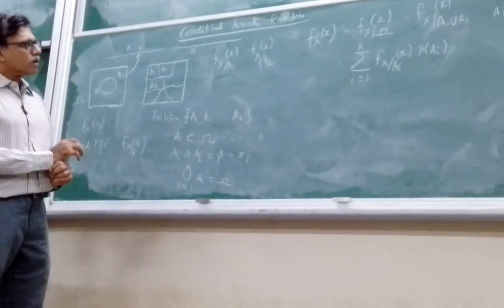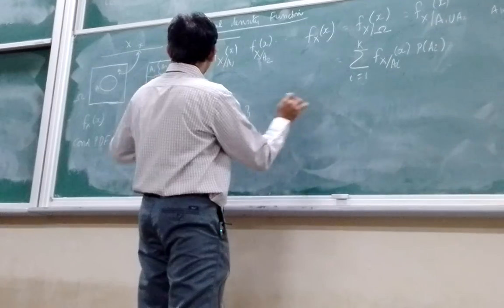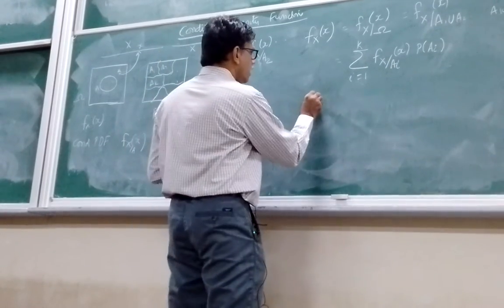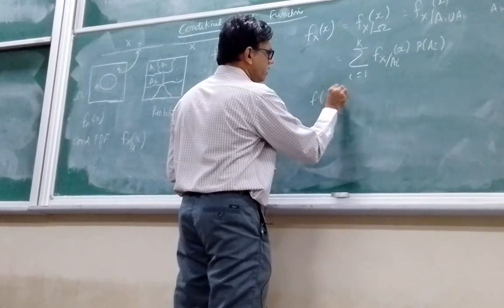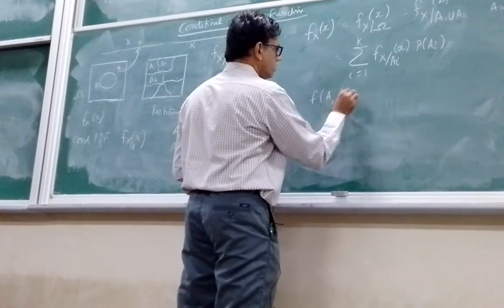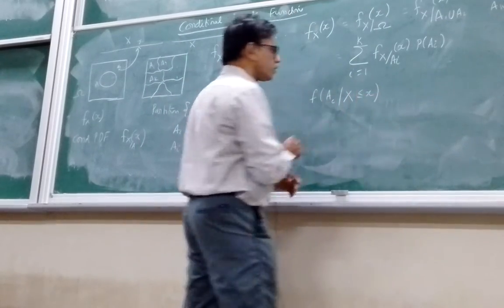Now, suppose that you want the other one, P of A_i given X. Okay, sorry, X is less than or equal to x, something like this.